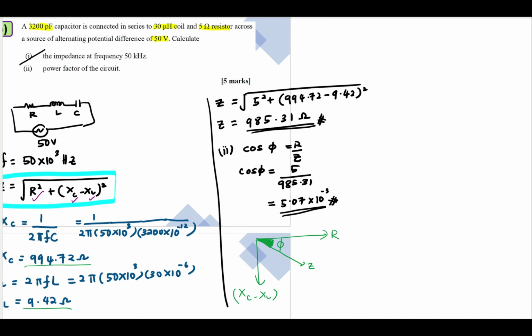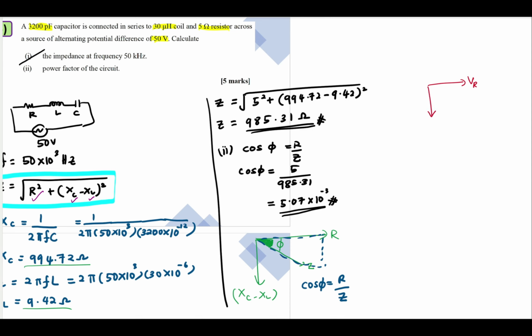When you wrote cos phi earlier, make this a triangle. So it will be R over Z. But if you have the value of VR, for example another question gives you the voltage across the resistor, and then you have the value, this one should be VC minus VL. Remember, this is the phasor diagram in terms of impedance. We have R, Z, XC minus XL. This is the phasor diagram in terms of voltage. We have VR, VC over VL. And then the resultant here should be VRMS. So, the angle in the middle here.